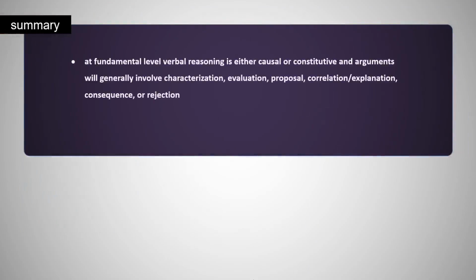Okay, so in terms of summarizing, at the fundamental level, verbal reasoning is either causal or constitutive, and the arguments that we'll see will generally involve characterization. So, what are the characteristics, attributes of something? Evaluation, how good or bad something is. Proposal, what should be done. Correlation or explanation, why something is the case. Consequence, what is going to happen. Or rejection, that somebody is wrong in thinking something. So, this is what you want to remember, because this is what you're going to see pop up continuously in the arguments and in the reading comprehension.